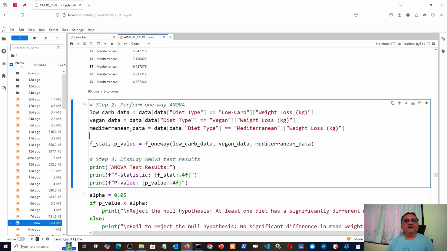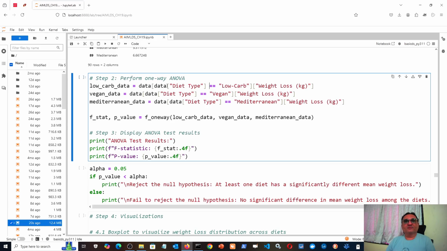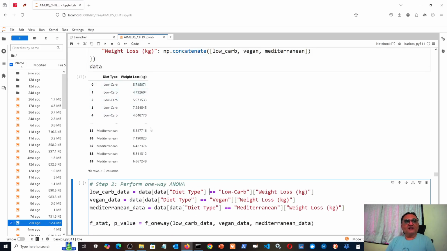Now perform the one-way ANOVA. Okay, so low carb data equals data. From data, you take only the diet type column and compare it with low carb. Okay, so first what I am doing is, this is one combined data frame.